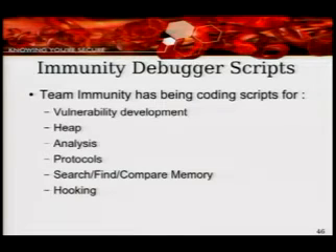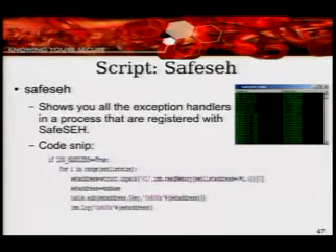During the past month, the Immunity team has been coding some scripts that were helping us while developing exploits. These scripts include vulnerability analysis, heaps, protocol searching, finding, and comparing memory. Here are some examples of the scripts created. For example, SafeSEH, which we show you in a custom window: all the exception handlers in a process that are registered with SafeSEH.